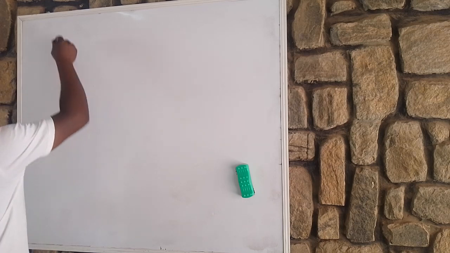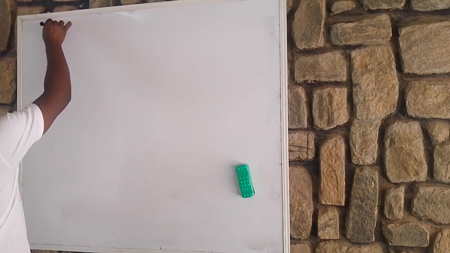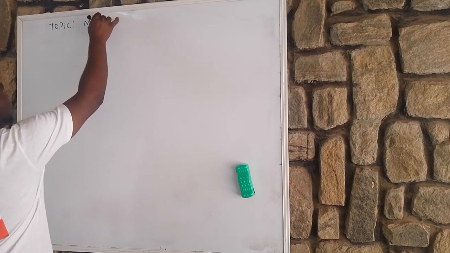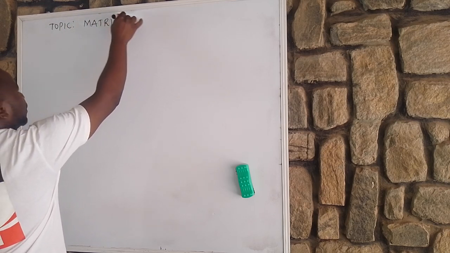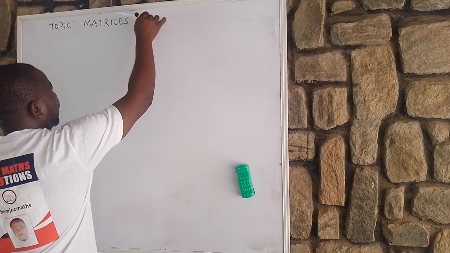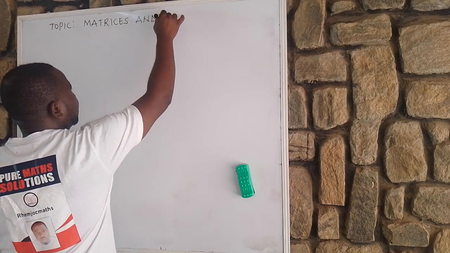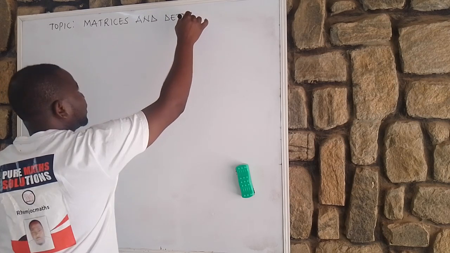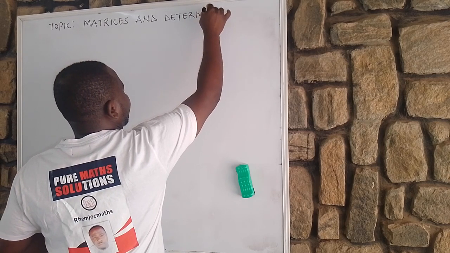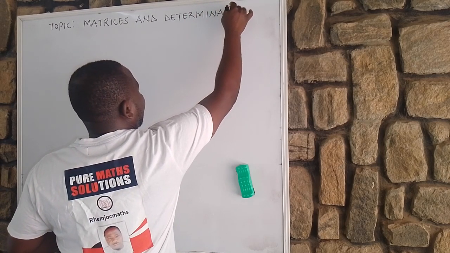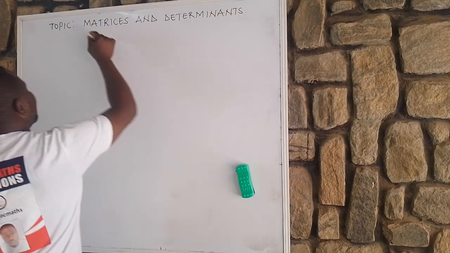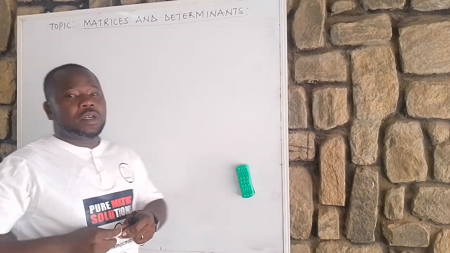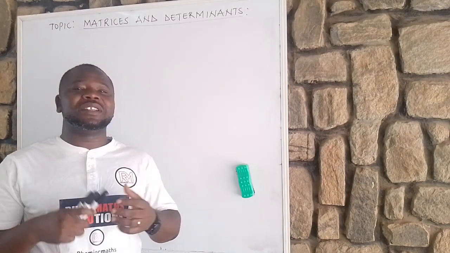Topic: Matrices and determinants. Matrices and determinants. It's simple as ABC.